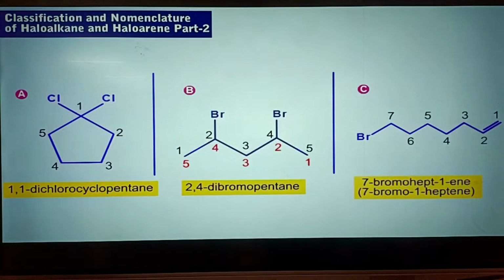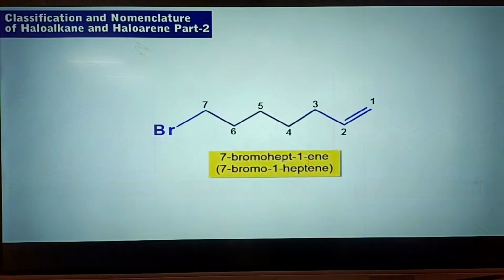Molecule C is 7-bromohept-1-ene. You might see this written as 7-bromo-1-heptene. Using earlier IUPAC guidelines, the double bond takes priority over the halogen atom. So, carbon number 1 is at the far right.